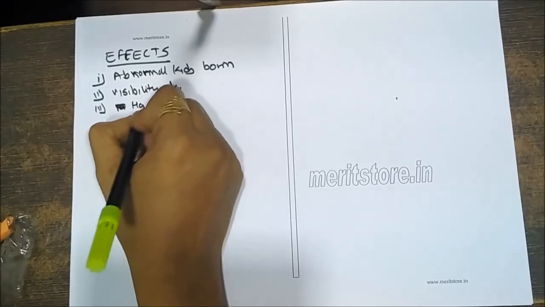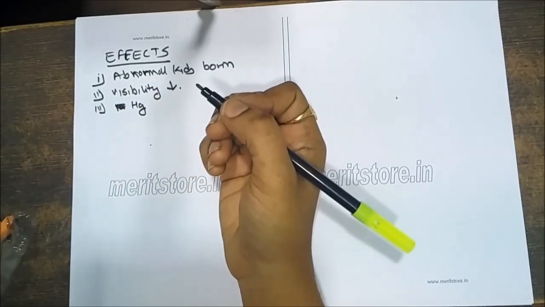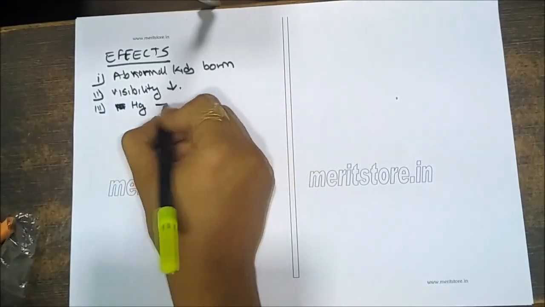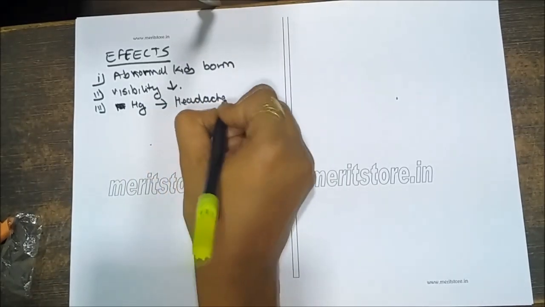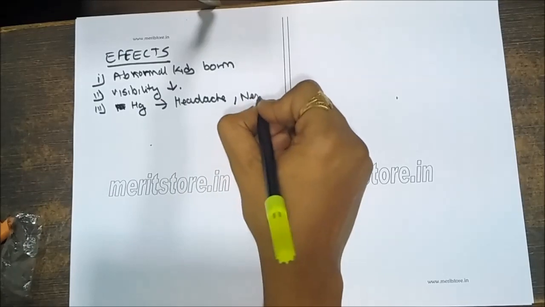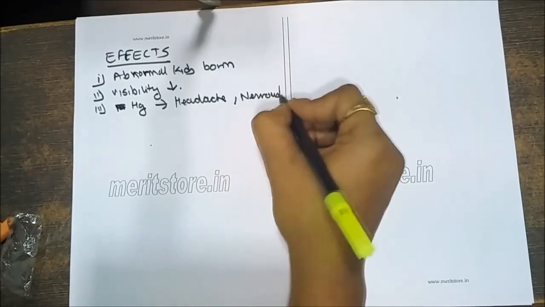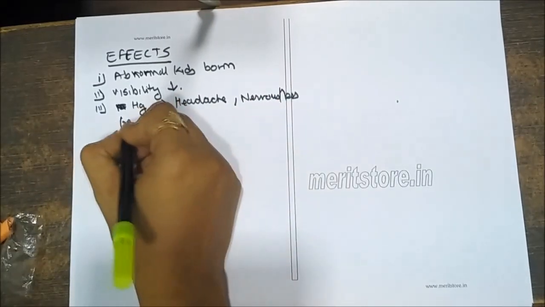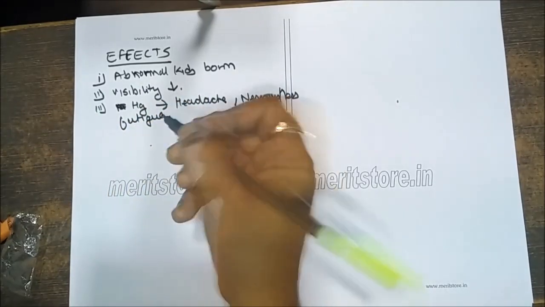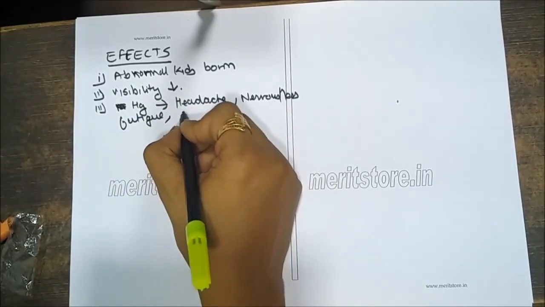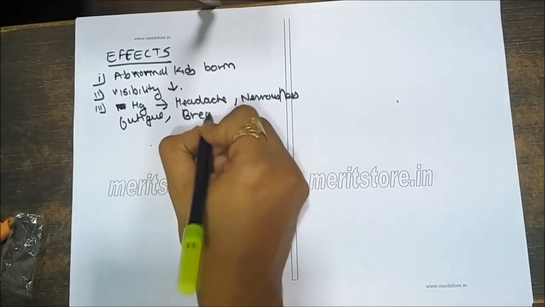Mercury, which is present as a pollutant, will cause headache, nervousness, fatigue, and a number of other problems. It may even cause breakdown of the CNS system.